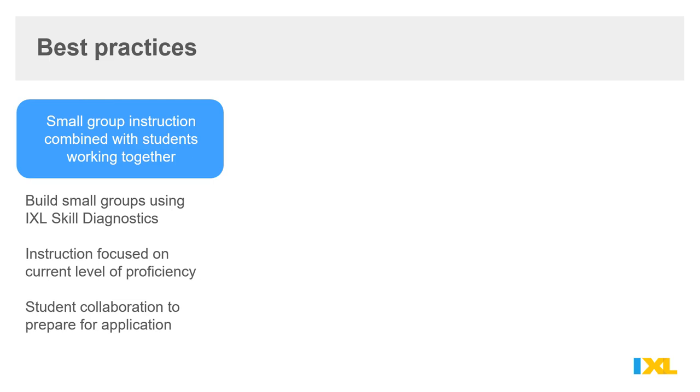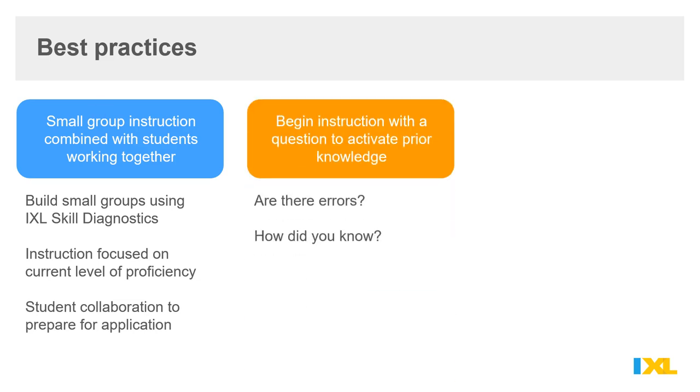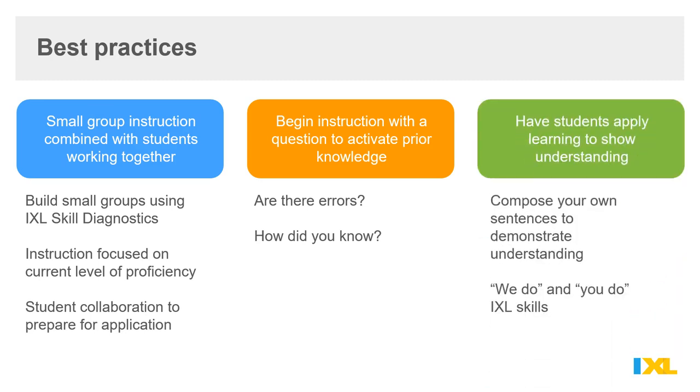So let's return to those ideas put forth by Marzano and Hattie. We know that small group instruction is a very effective way of helping students make progress, as well as collaboration. We also know to begin with some kind of question that will really allow a student to activate their prior knowledge. Are there errors? How did you know that there were errors? And we'll always end with that application, the we do and the you do.